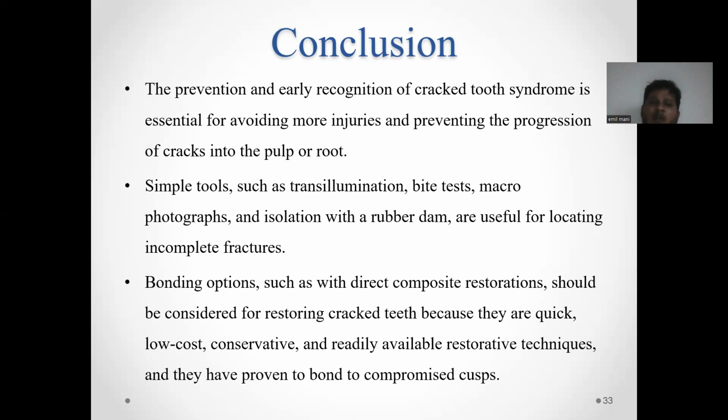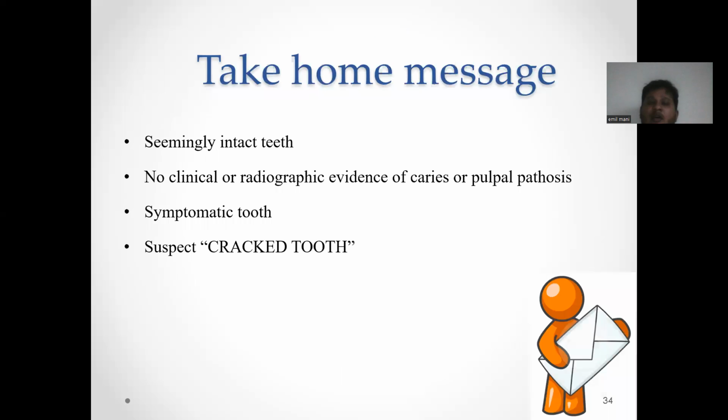So finally, we would like to conclude that prevention and early recognition of cracked tooth syndrome is essential for avoiding more injury and preventing the progression of cracks into the pulp. Simple tools such as transillumination, bite test, macro photographs, and isolation with a rubber dam are useful for locating incomplete fractures. And the take home message is, during your clinical practice, if you come across a seemingly intact tooth with no clinical or radiographic evidence of caries or periapical pathosis, we can always suspect cracked tooth syndrome.